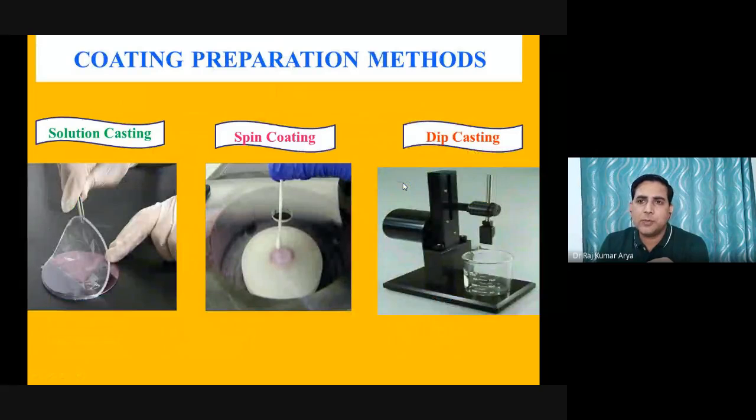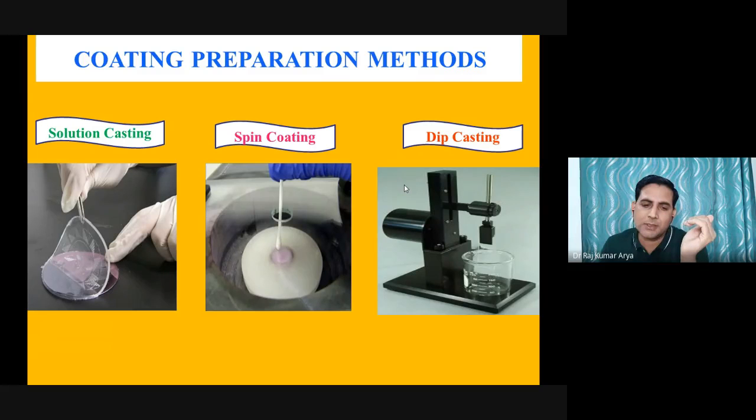These are some coating preparation techniques. One is solution casting. This is the most commonly used technique. Actually, we take our polymer, pigment, all materials, make a solution of that, and apply that. So that is one way. Then another one is spin casting.